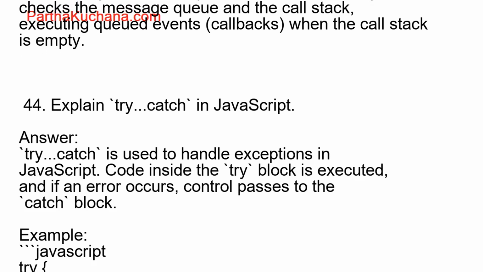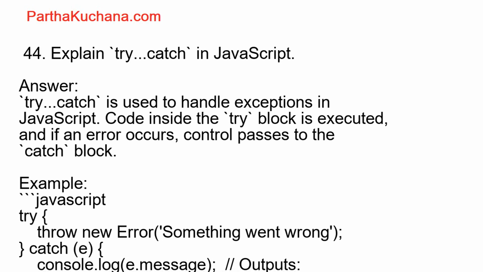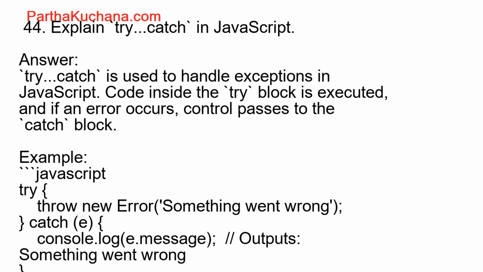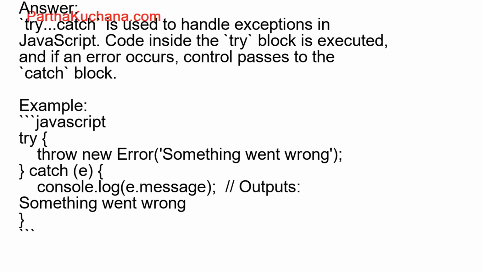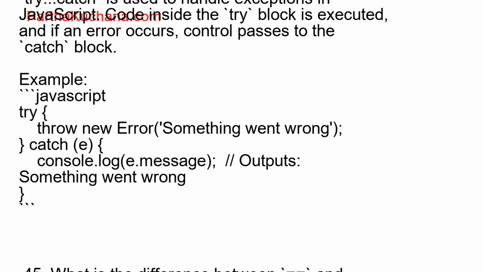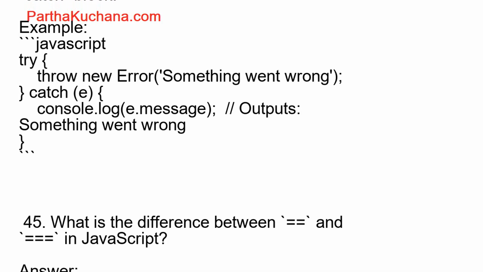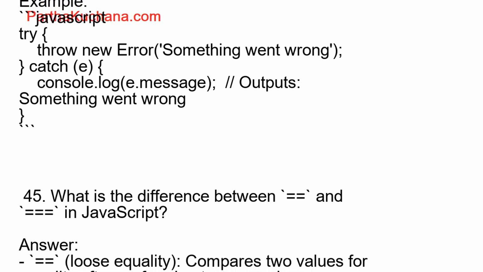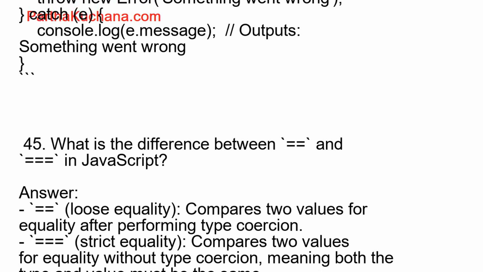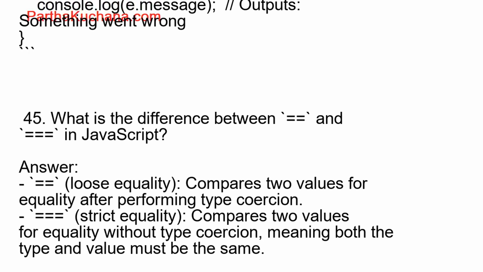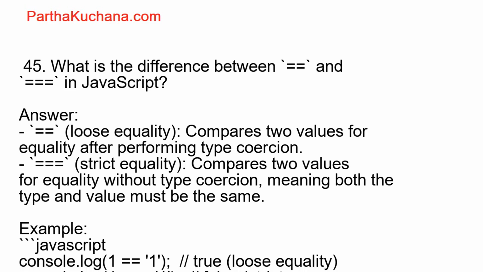47. How do you handle asynchronous code in JavaScript? Answer. Asynchronous code can be handled using callbacks, functions passed as arguments to be executed later. Promises, objects that represent the eventual completion or failure of an asynchronous operation. Async/await, a more readable way to work with promises. Example, promise, JavaScript. fetch(https://jsonplaceholder.typicode.com/posts).then(response => response.json()).then(data => console.log(data)).catch(error => console.error(error)).